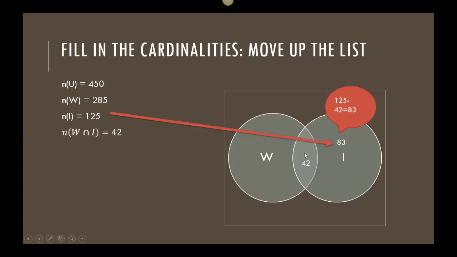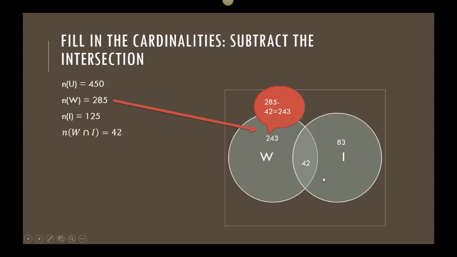That says I have 42 international students that are women. I have 83 international students that are men. That total is 125 international students altogether. Same thing as I back up and look at the women. I have 285 in total, but I've already represented 42 of them. So I say 285 minus 42 is 243. So now I have the total of how many women there are altogether.